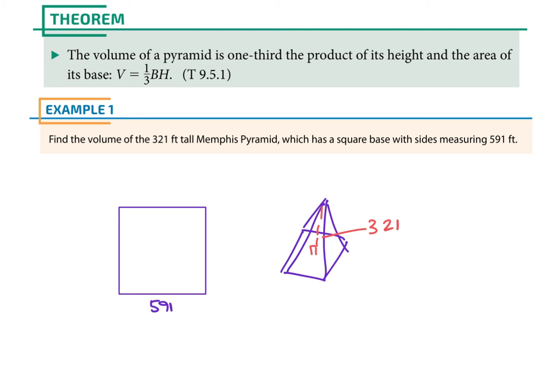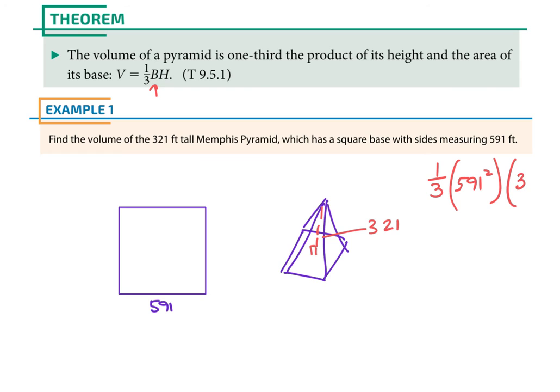All right, so if we were going to calculate this, we would say 1/3 the area of the base. That's what this B stands for. That is the area of the base. If you have your formula sheet, you should have a cone and a prism or a pyramid on there. 1/3 the area of the base. The area of a square. What do I do to find the area of the square? Just multiply the sides, right? So it's 591 basically squared, times itself, right? That's the area of the base.